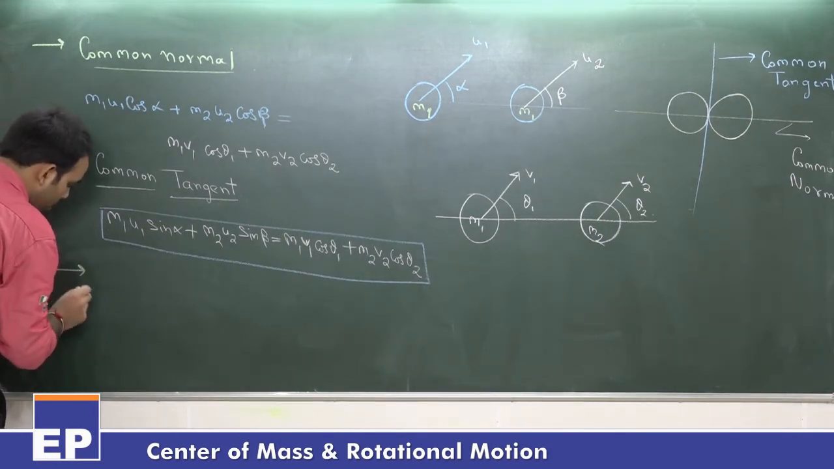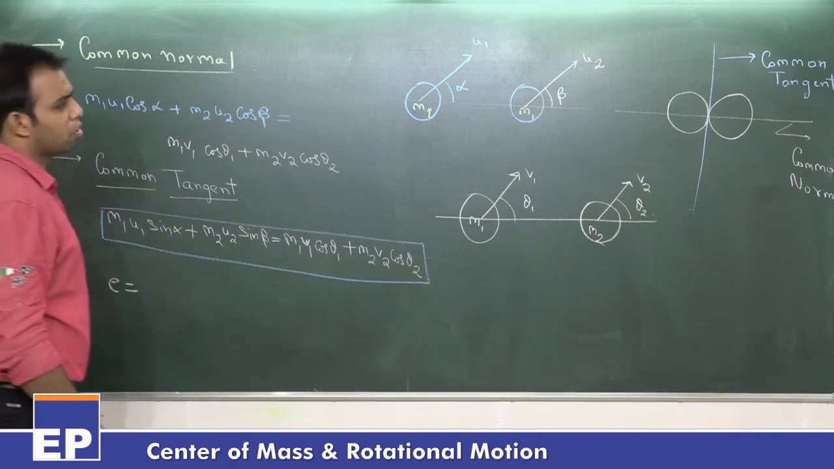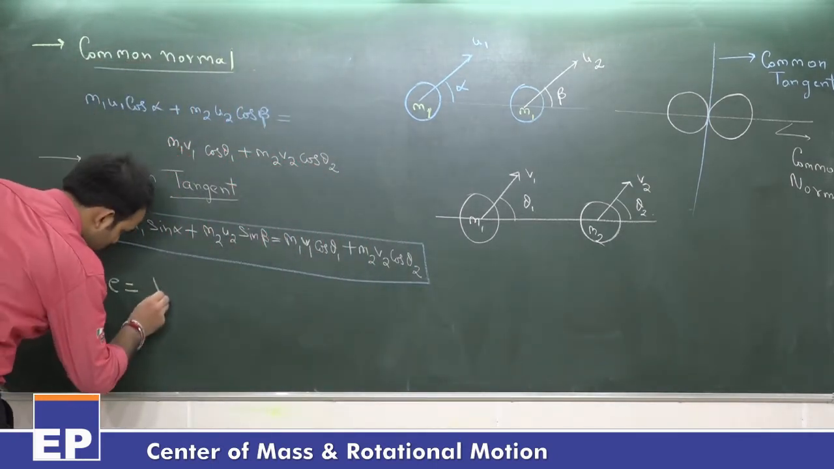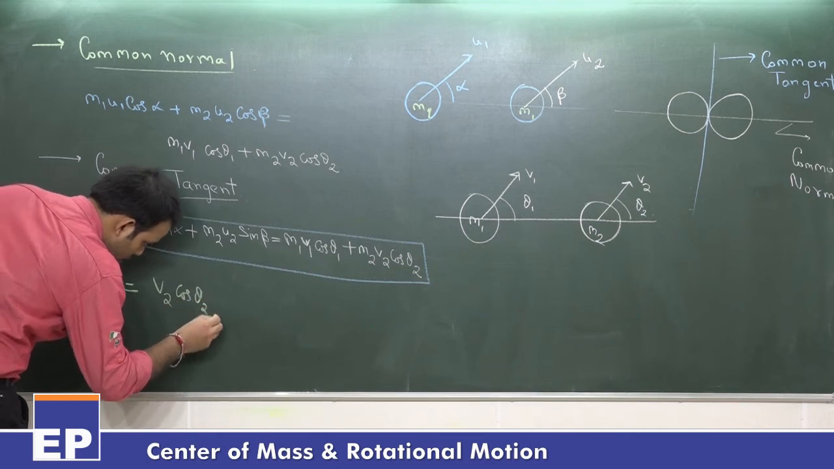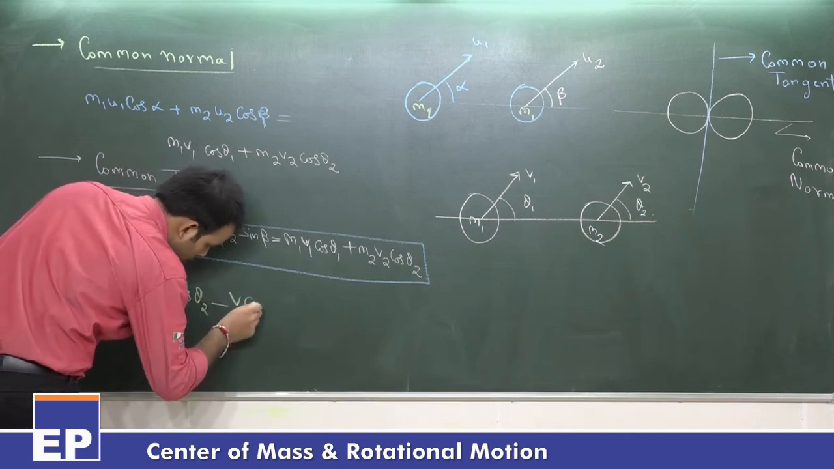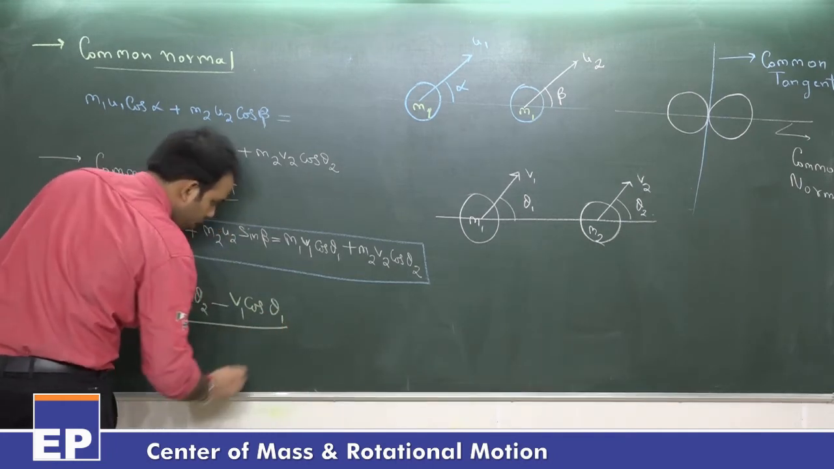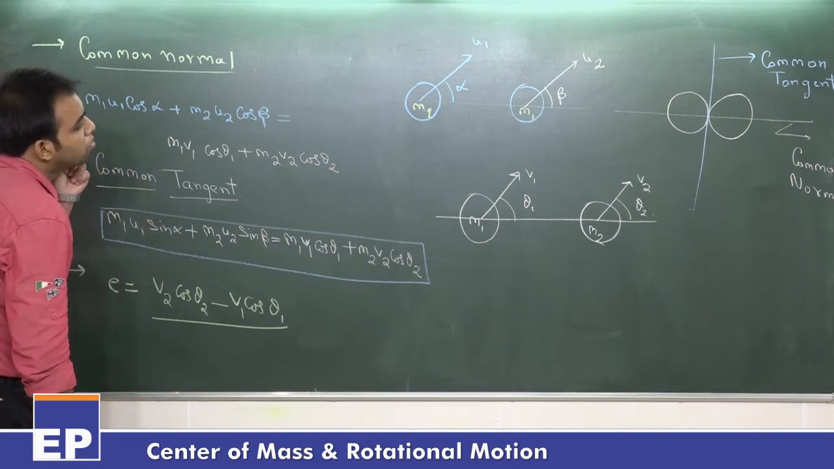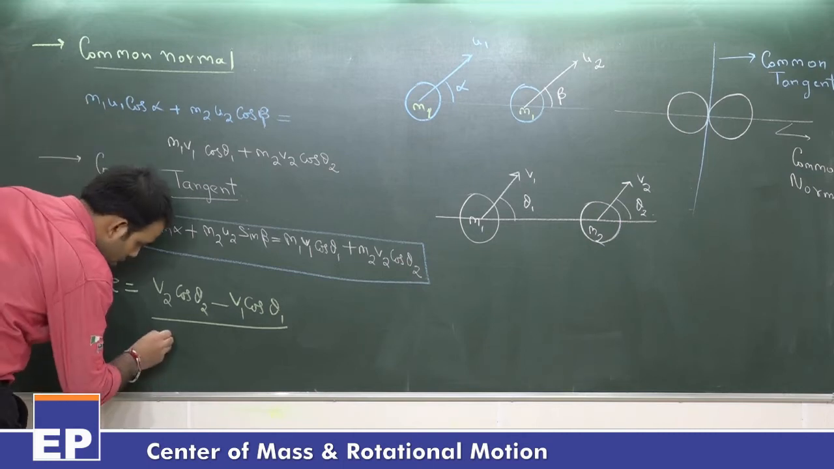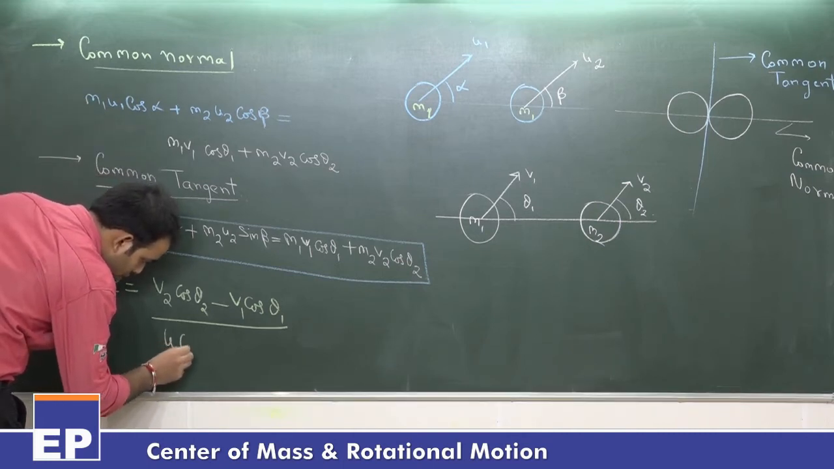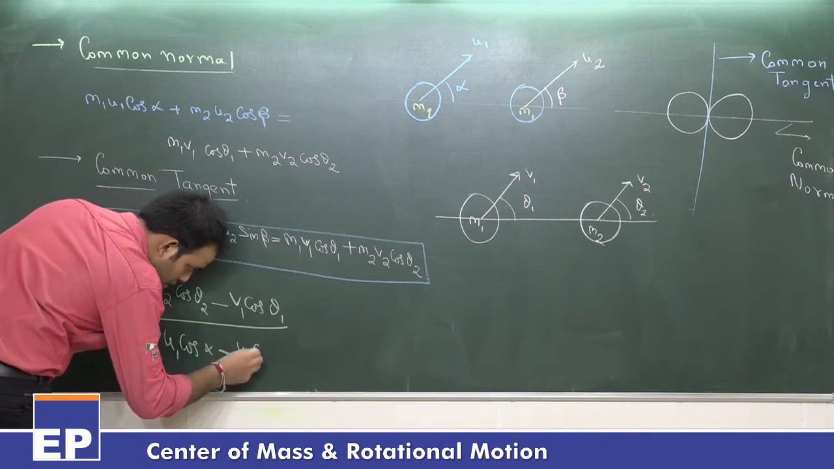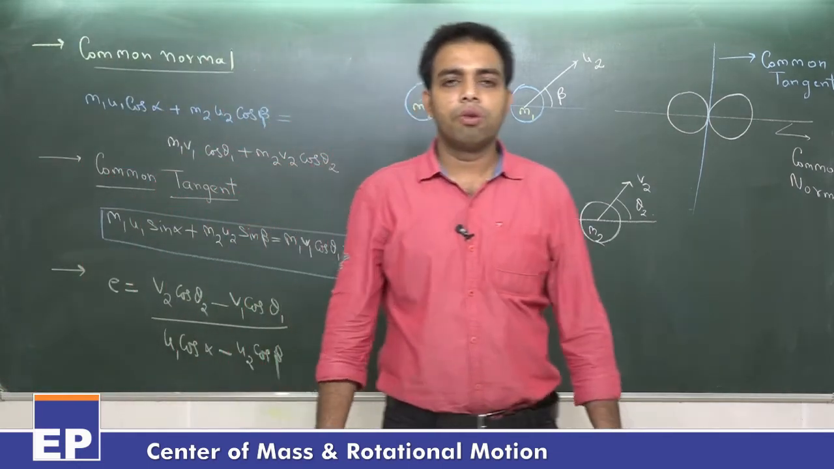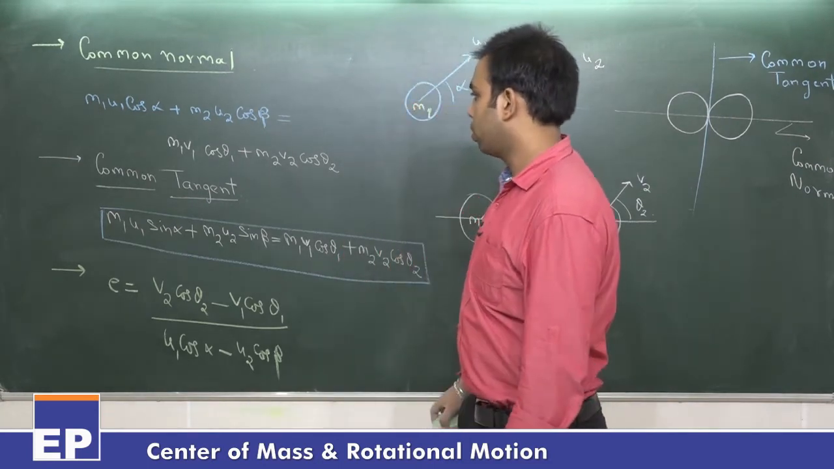And the coefficient of restitution is the velocity of separation by velocity of approach. What is the velocity of separation? The velocity of separation will become v2 cos theta 2 minus v1 cos theta 1, divided by the velocity of approach, u1 cos alpha minus u2 cos beta. Is it clear to all of you? So that is the thing.